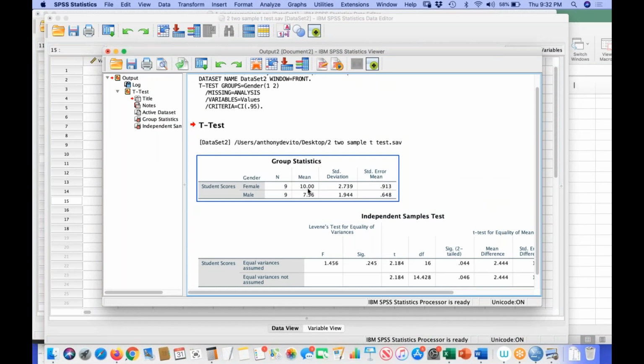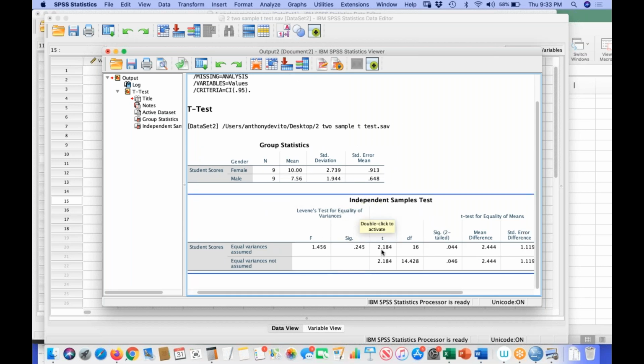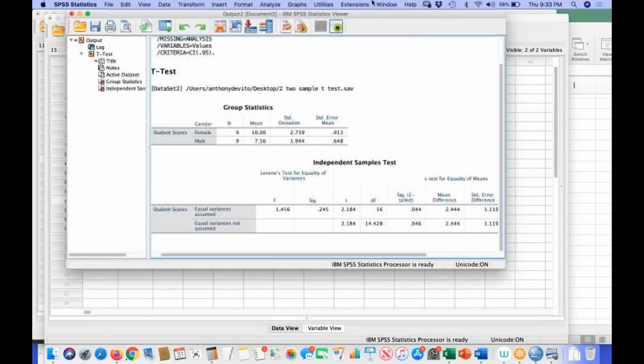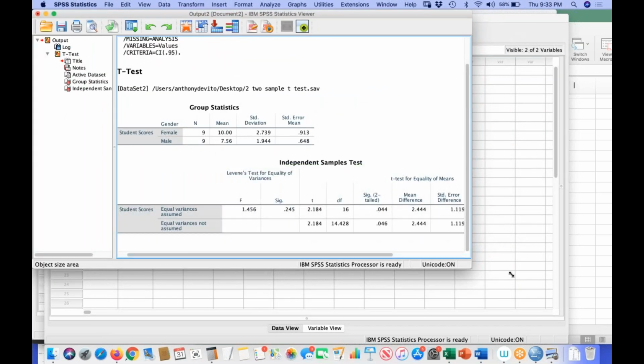And here we go. The mean was 10 for males, was 7.6 for females in an instant. These are the standard deviations, the same as we came up with before. And down here is our t-test. Okay, so now let's take a look at our t-test.